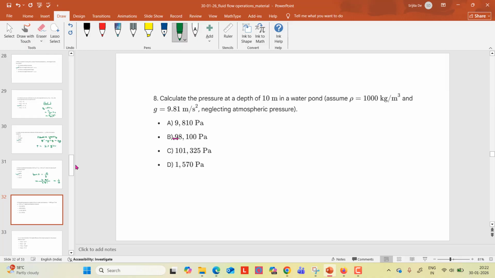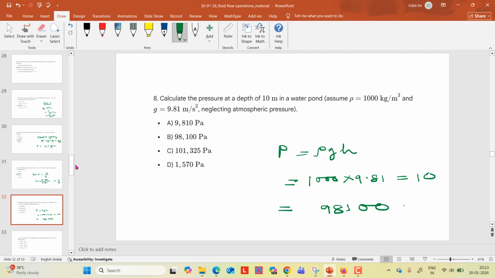Calculate the pressure at a depth of 10 meter in a water pond. Assume rho equals 1000 kg per meter cube and g is 9.81 meter per second square, neglecting atmospheric pressure. So it is only the hydrostatic pressure at the bottom surface, right? Hydrostatic pressure is rho g h. It is simply 1000 into 9.81 into 10. So it will be 98100 Pascal. Option B.